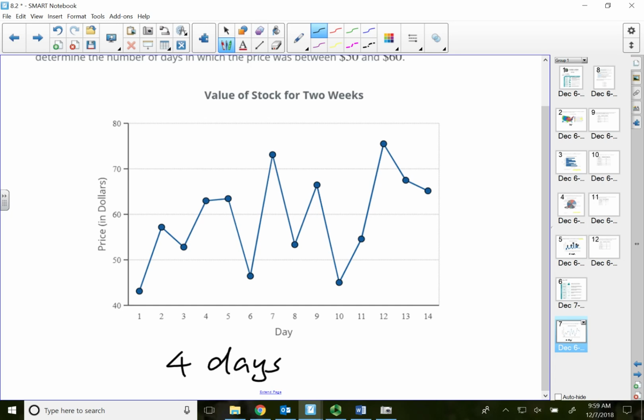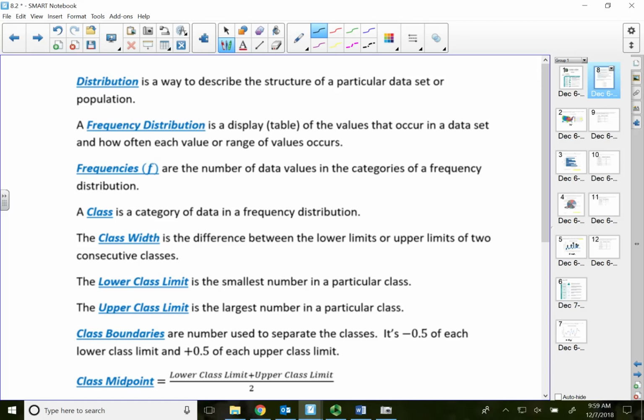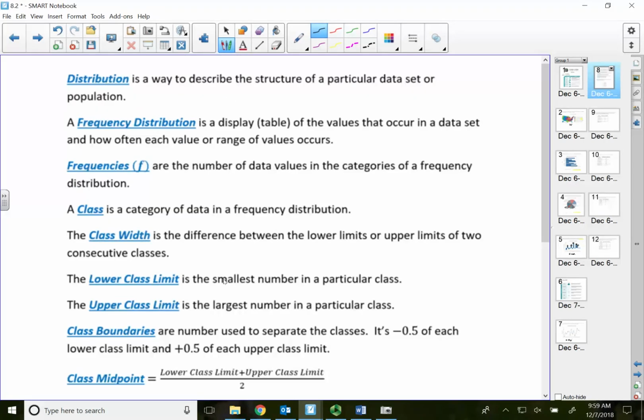Before I do the following example, I want to mention these words. A lot of these definitions have to do with the histogram that I just showed you. Start with the word distribution. A distribution is a way to describe the structure of a particular data set or population. Adding the word frequency in front of it, a frequency distribution is a table of values that occur in the data set and how often each value or range of values occurs.